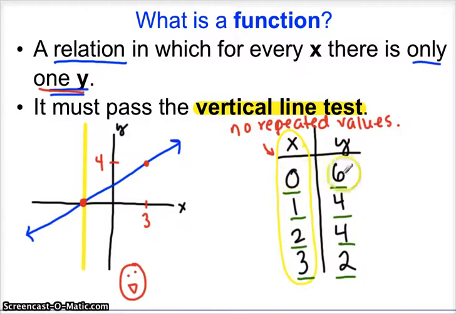So there's only one y for every one x. Notice I don't have any repeats: 0, 1, 2, or 3. I do have repeats in my y column. I have two 4s here, but it doesn't really matter.